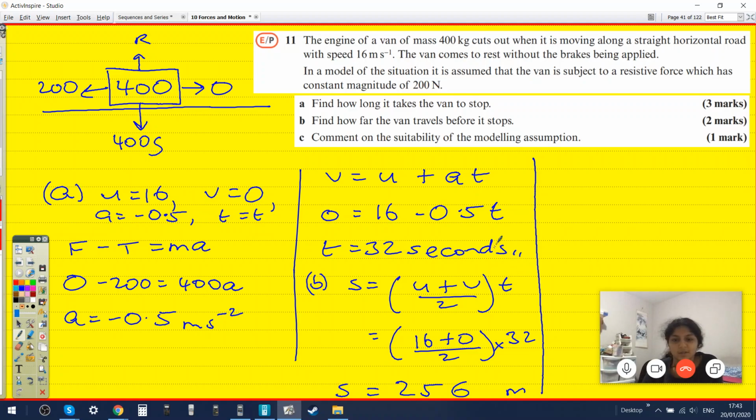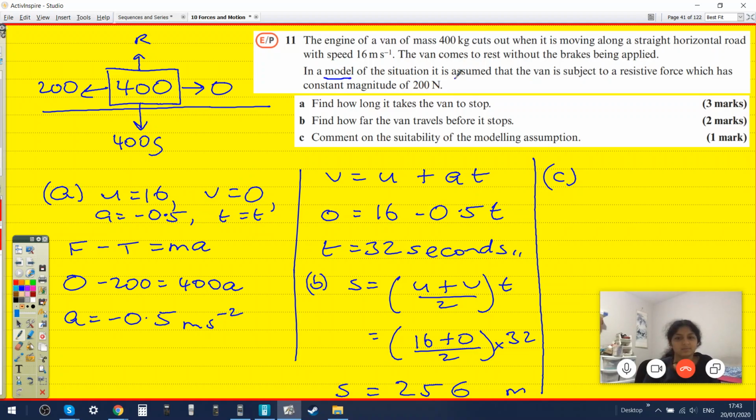Suitability of the modeling assumption. I don't know what that means. What did the model assume? That the brakes weren't applied. Read the question. Where does it say model? Where does it say assume or assumption? Oh, the van is subject to resistive force. That's the assumption.